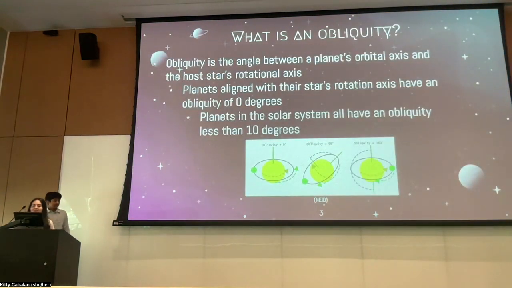So we focus on the obliquity of planets, and the obliquity is the angle between a planet's orbital axis and its host star's rotational axis. And if you have an obliquity closer to 0 degrees, it's more aligned with the host star's rotational axis, whereas an obliquity closer to 180 is misaligned. So for example, the solar system is aligned because all the planets have an obliquity of less than 10 degrees.